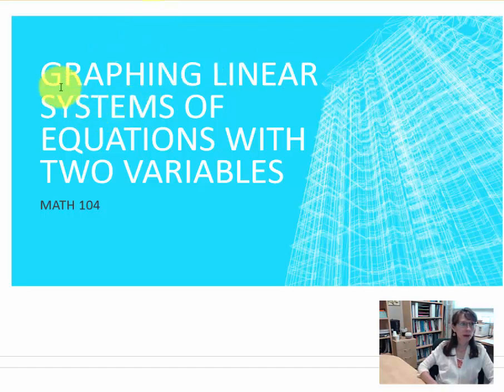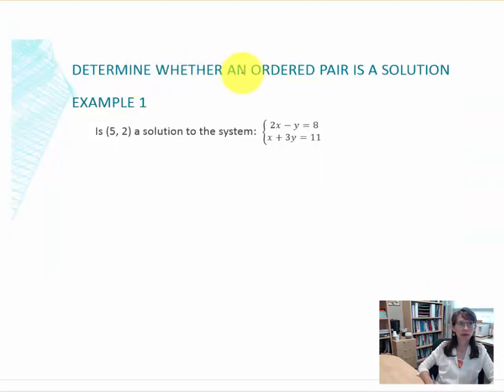In this video, we'll talk about graphing linear systems of equations with two variables. We're going to determine whether an ordered pair is a solution to start with. So here we have the ordered pair 5, 2, and we want to know if this ordered pair is a solution to the system. Well, first of all, a system contains two linear equations at the same time. It's possible to have systems that include more than two, but we need to have at least two linear equations.